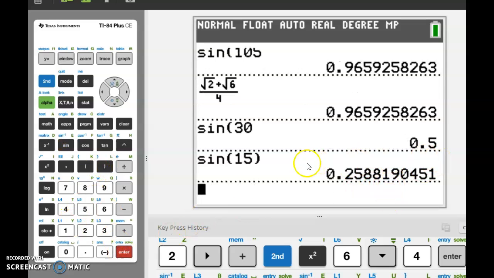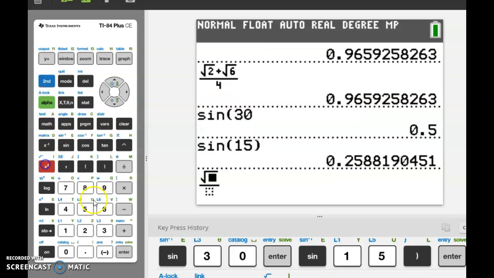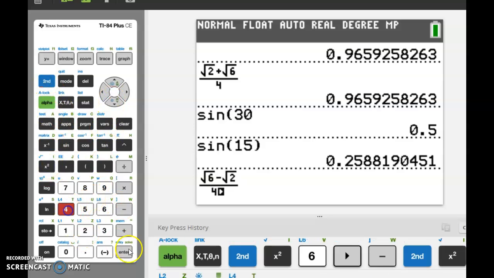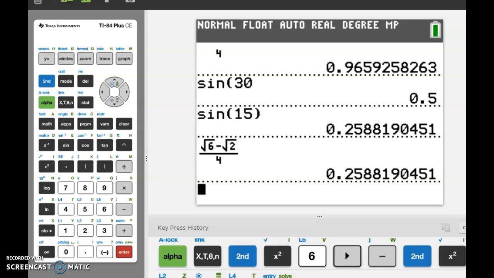It's a very ugly decimal, but I can make a fraction that says root 6 minus root 2 all over 4, and it's the same decimal, so I know I did it correctly. The exact answer I got matched the approximate answer. So this is a way to check your work. This is not algebraically showing it, though.